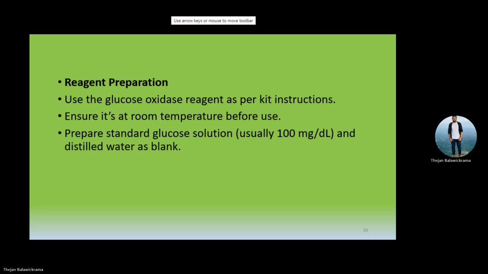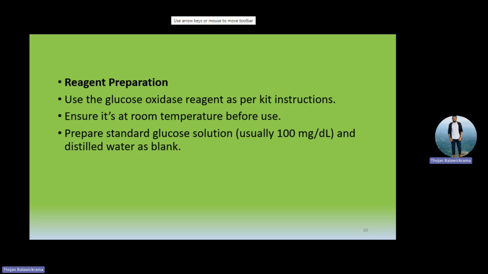After that, remember we were talking about the glucose oxidase reagent kit? Now we add that oxidizing agent. But remember that room temperature has to be there. The temperature must be there. Then, okay, that is our blood sample.